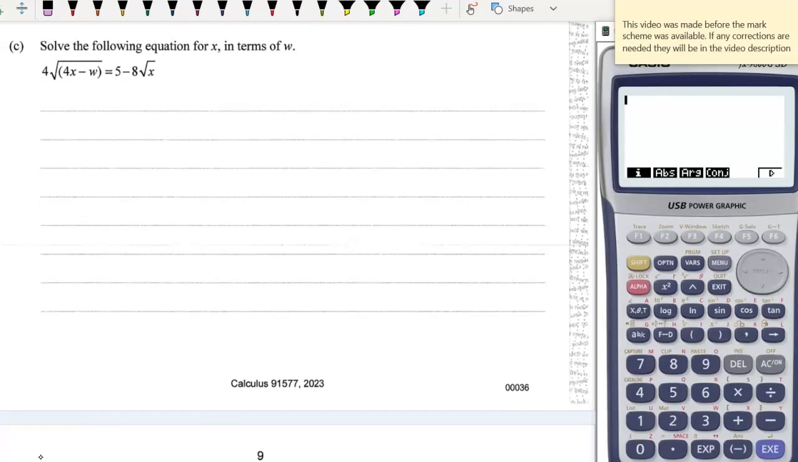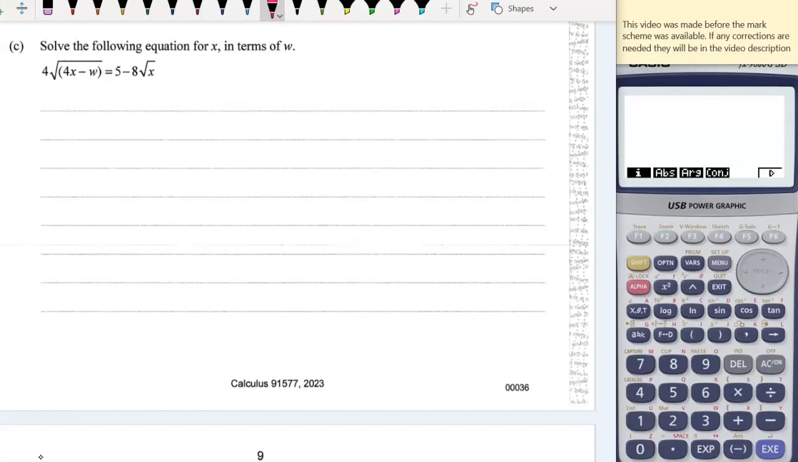Part C, we want to rearrange this to be x equals something in terms of w. So let's start by squaring both sides, and we'll get the following. So the 4 gets squared, and squaring the square root removes the square root sign. The whole of the right-hand side needs to be squared, so I'm going to actually write that out as 2 brackets to make sure we don't miss any pieces.